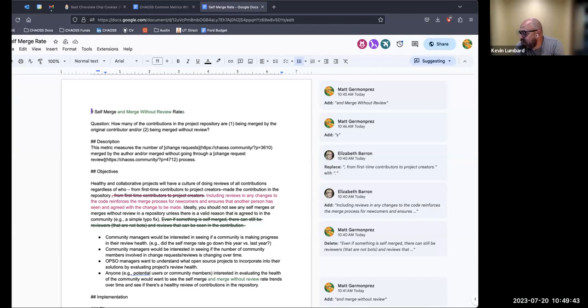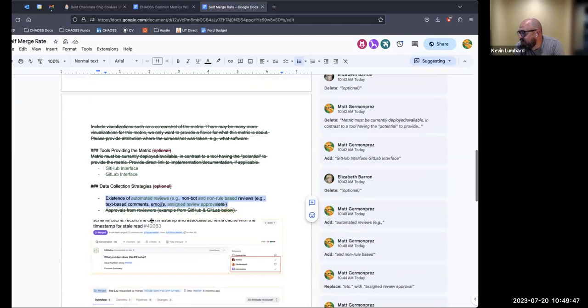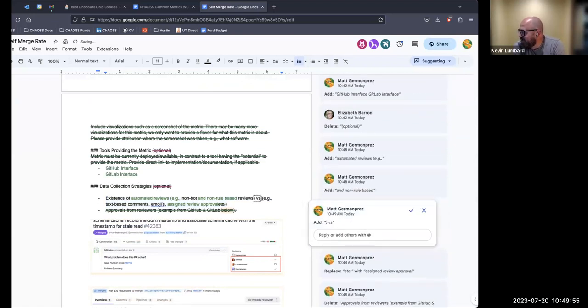Right, because sometimes you'll get a review that'll say, you know, let's get this merged, but they won't merge it. So it's like, okay, well, I guess I'll merge it myself then, since they've told me to, right? So the key point here is about the lack of review, a lack of review leading to a merge.